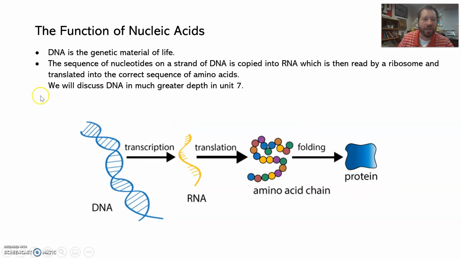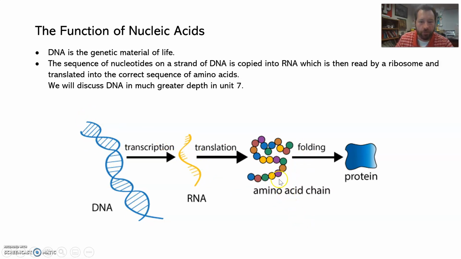The function of nucleic acids. Hopefully you're aware, and if not, that's all right. That's what you're here for. DNA is the genetic material of life. So DNA codes for instructions that make most of life happen. RNA then is a very important copy of DNA that allows us to read the instructions and use those instructions to make proteins.